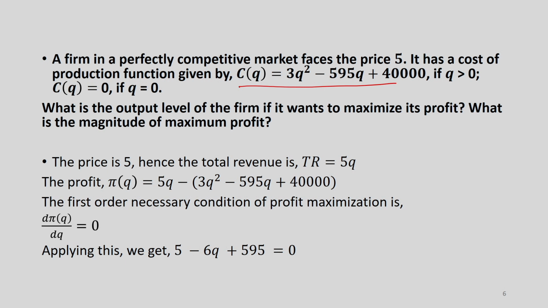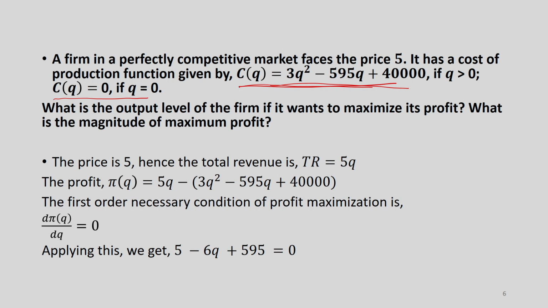The cost function is actually not a smooth function, because if you put q is equal to 0 in this form, then you get C of 0 is equal to 40,000, but actually it is specified that if q is equal to 0, C of q is not 40,000, it is 0. So, you can see that the cost function is having a jump at q is equal to 0. It is not a continuous function.